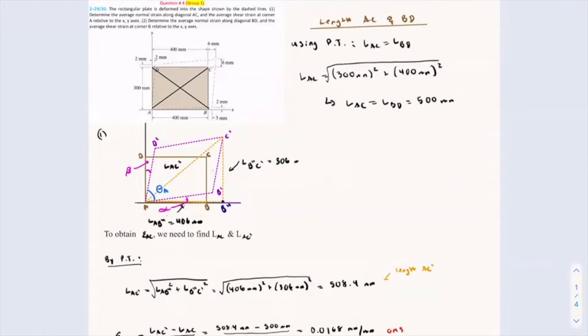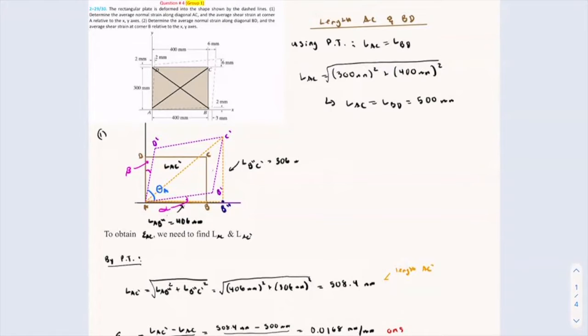In order to do this problem, we need to be able to find out the length of the diagonal, both with and without the pressure or force. So first we find the length of the diagonal AC without the force. What we do is we get the length of AD and the length of AB, and we use the Pythagorean theorem to find the length of AC. We do this by squaring the values 300 and 400, which is the lengths of AD and AB, and we square root them to get the value of 500 millimeters.